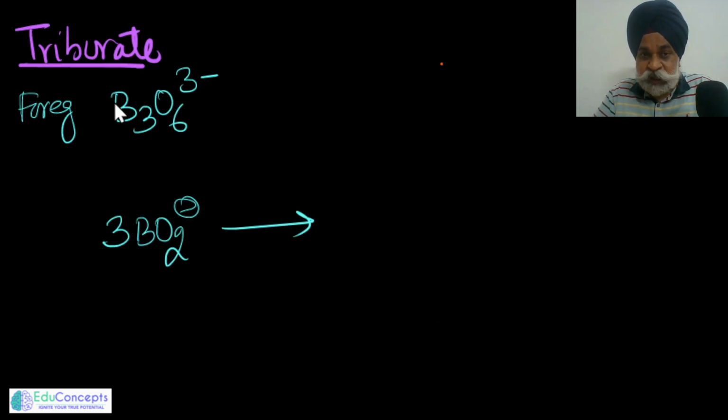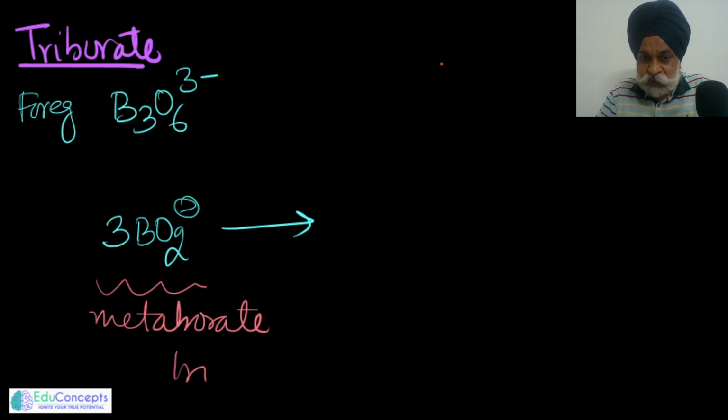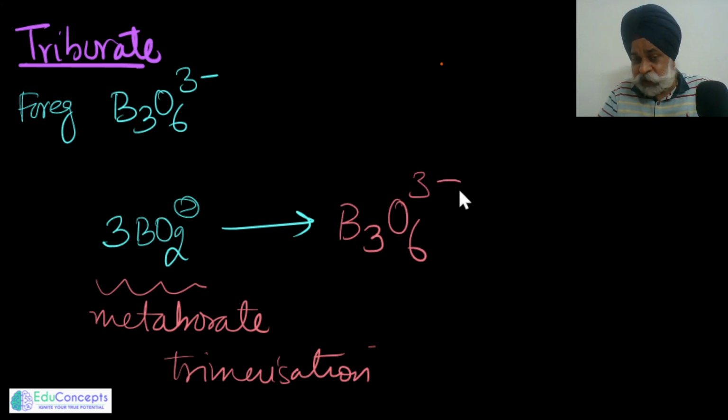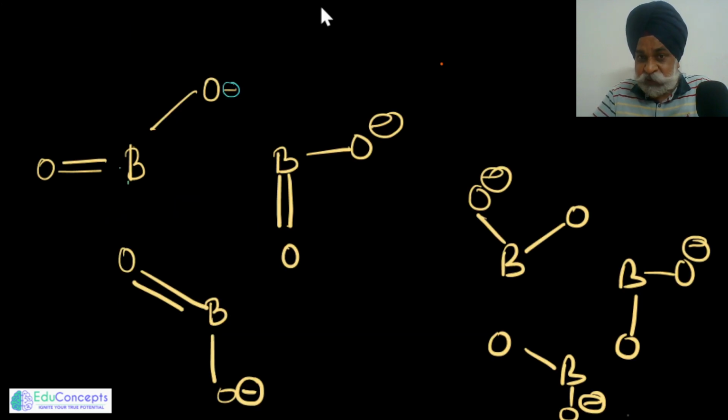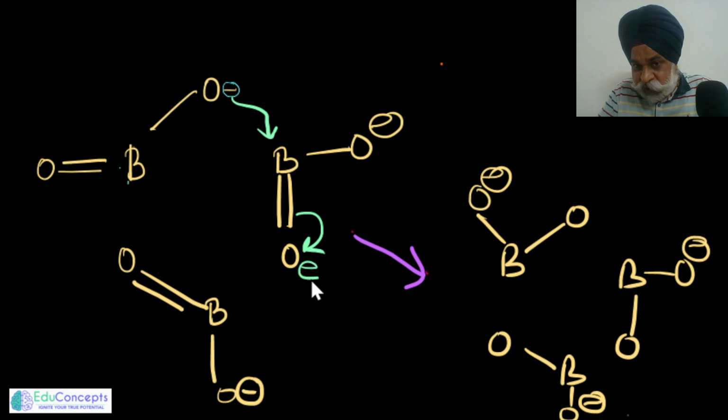Similarly, if I go for the next one, triborate, this particular anion is also very important. If metaborate anion undergoes trimerization, what you simply get is B3O6 3 negative, as simple as that. So how could we show that? To save time, I have drawn a few of the things. Just see here, if the negative charge attacks this boron, then this will move further and this would carry a negative charge.